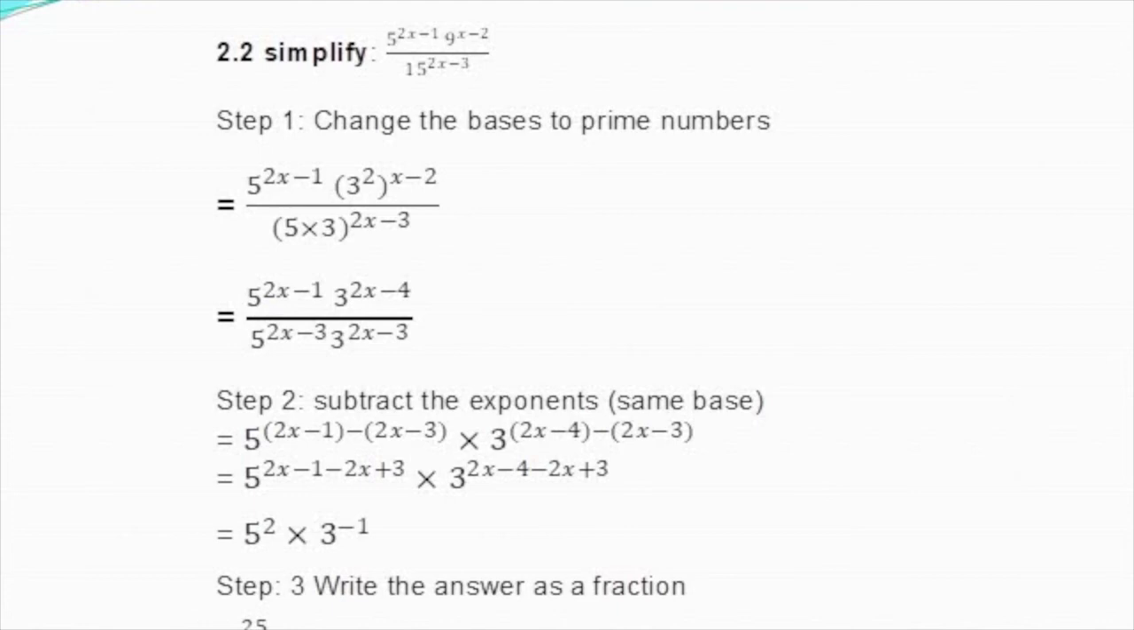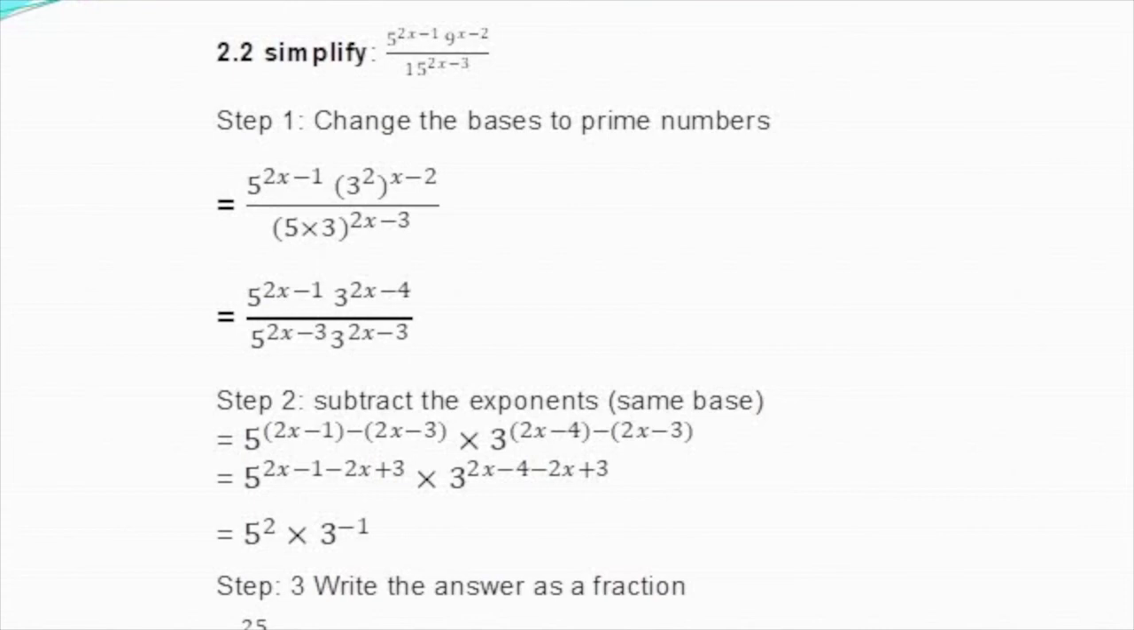So after we have done so, we need to check if the bases are the same. And if the bases are the same and we are multiplying, we need to add the exponent. Or if we are dividing, we need to subtract the exponent. So now let's tackle the denominator. The denominator has 15 to the power 2x minus 3. 15 is not a prime number, but it has prime factors. And the prime factors are 5 and 3, in a parenthesis raised to the power 2x minus 3.